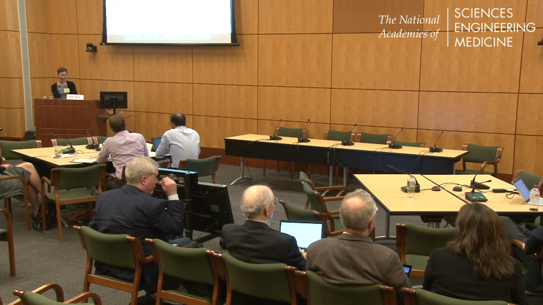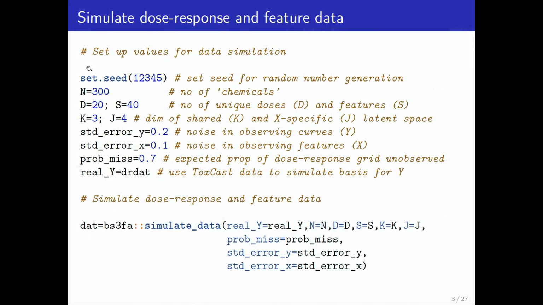But if we assume that there is some proportion of our dose response curve, or our possible universe of doses, that is unobserved, we can mimic that by just setting a probability of any given observation being missing in our data set. And I'll show you what that looks like in the next few slides. And then I'm using the adagene PXR assay data to simulate a basis for Y, so to simulate a loadings matrix lambda that's somewhat realistic. So that's all I'm doing here, setting real Y equal to this dose response data set that I'm feeding in. And so this simulate data function is just providing us with a simulated data set where we do know the true lambda, the true theta, the true dose response curves, and we have some simulated dose response observations.